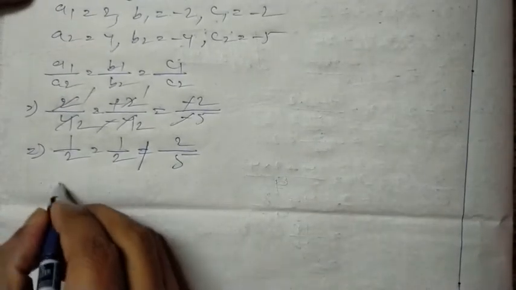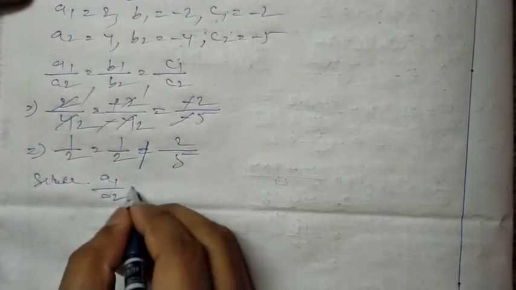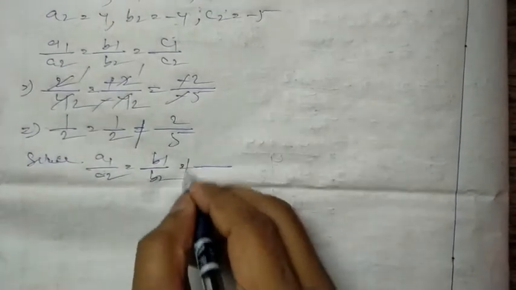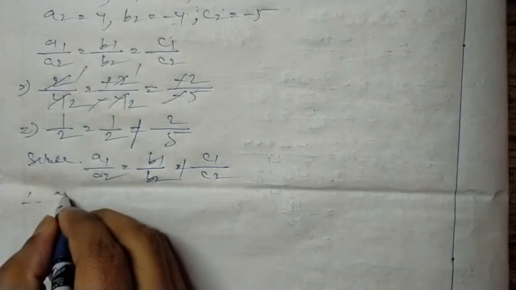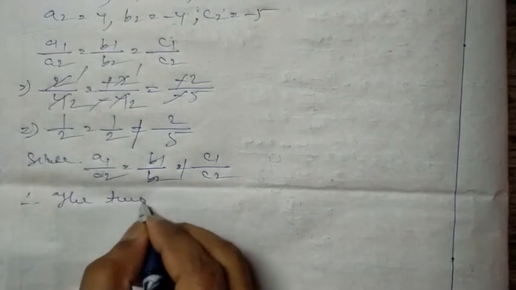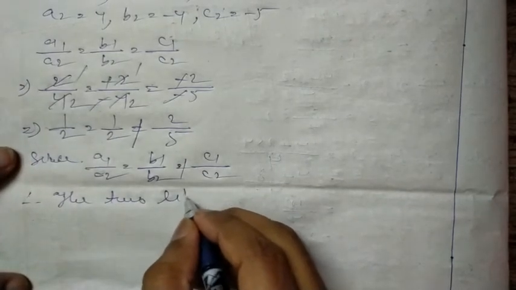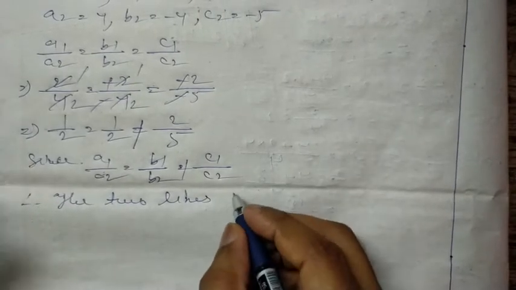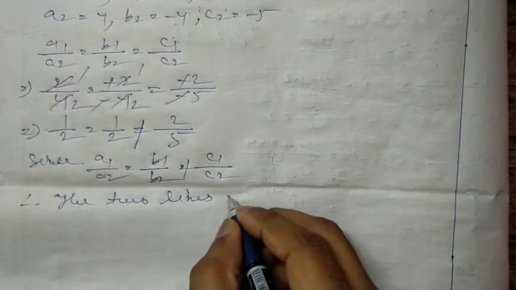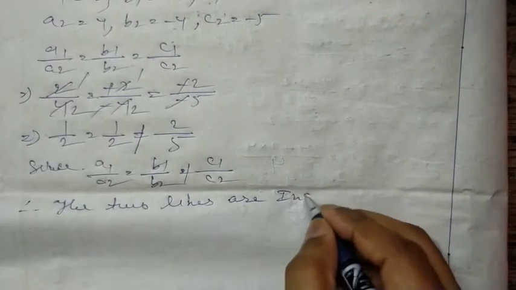So since a1 by a2 equals b1 by b2, not equal to c1 by c2, therefore the two lines are inconsistent.